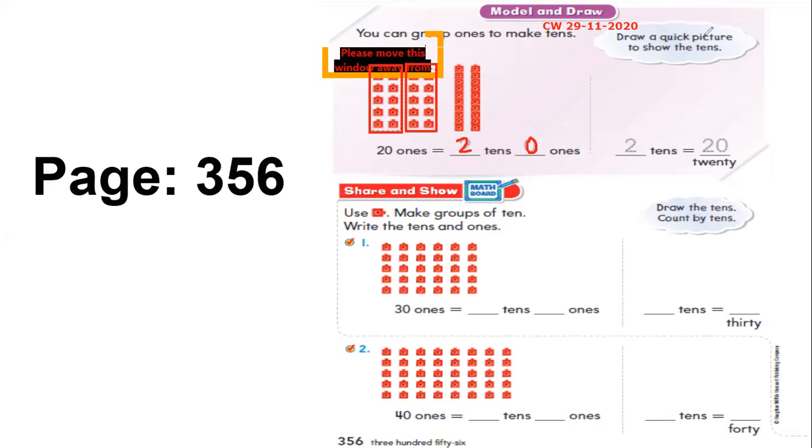Now draw a quick picture to show the tens. Last day you learned how to draw the tens. You're just going to draw two lines to make the tens. 1, 2. So that becomes 2 tens equal 20. You don't have to make the circles because there are no ones. Ones is 0. So you're going to make just two lines. We are just going to do the tens.